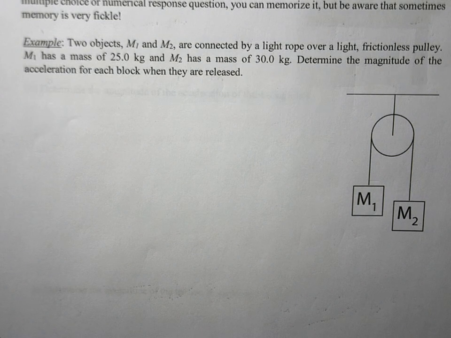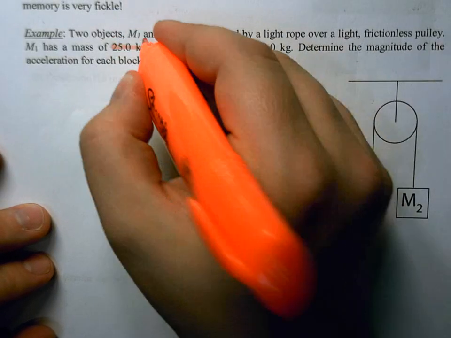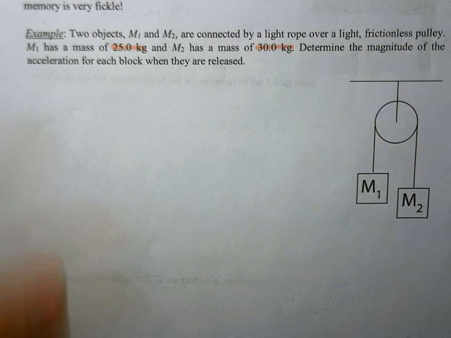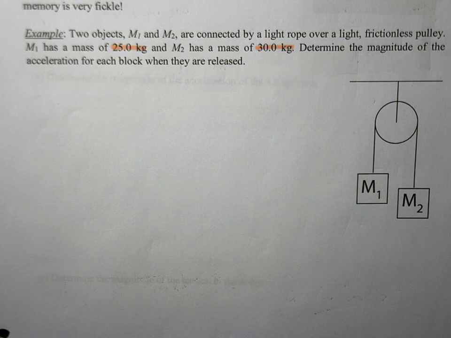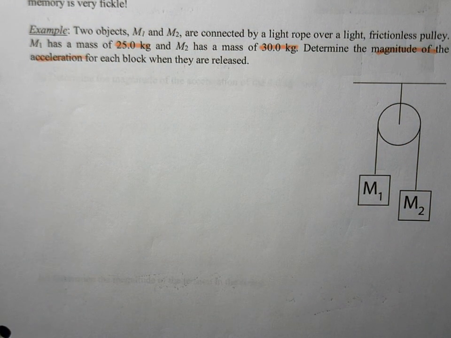Okay, now that we've laid some foundations for the theory of the Atwood's pulley, let's actually look at a typical question, and I'll show you the work that would be expected, say, for a written response. So we have two objects, mass 1 and mass 2. They're connected by a light rope over a light frictionless pulley. So M1 has a mass of 25 kilos, M2 has a mass of 30 kilos. We want to determine the magnitude of the acceleration for each block when they are released.